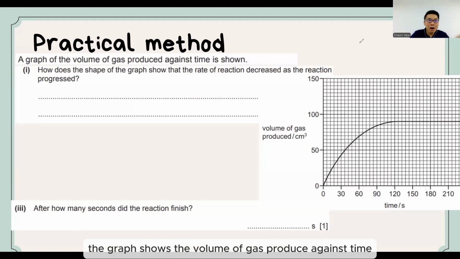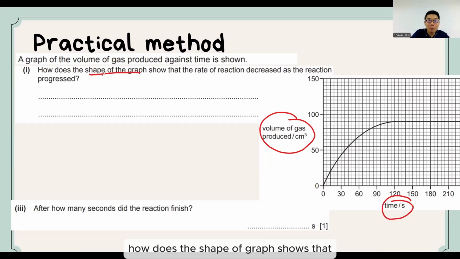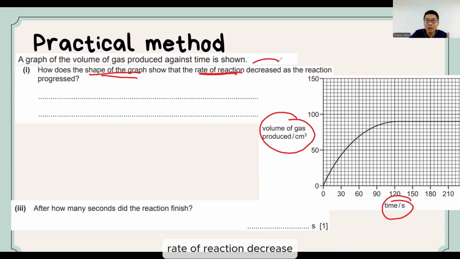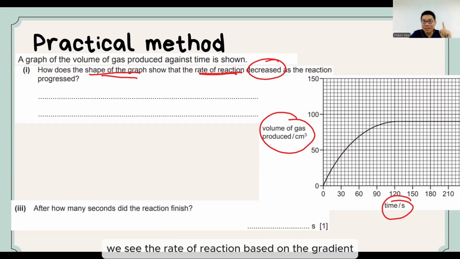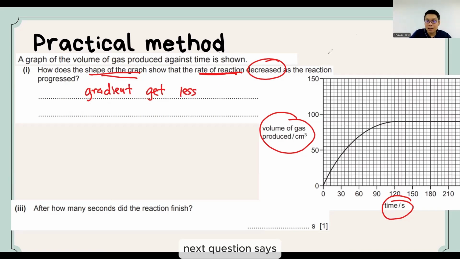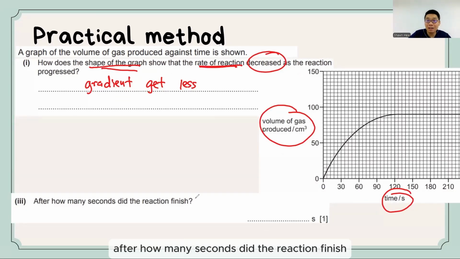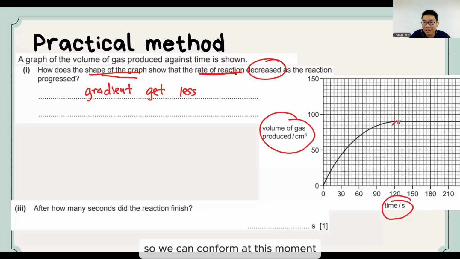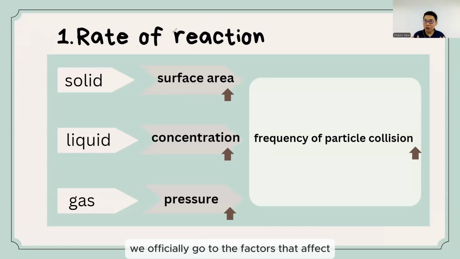Next question, the graph shows the volume of gas produced against time. How does the shape of the graph show that the rate of reaction decreases? Previously, we already know we see the rate of reaction based on the gradient. So here we just mention the gradient gets less. Next question says, after how many seconds did the reaction finish? We can confirm at this moment, the gradient becomes flattened, horizontal. Then we can confirm at this point, the reaction finished. So it's 120 seconds.